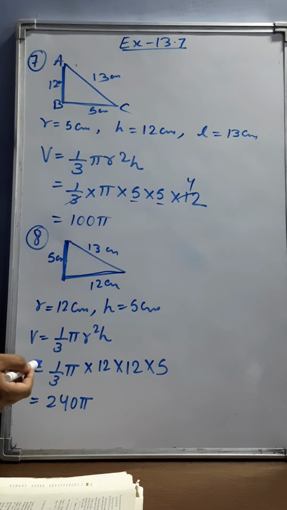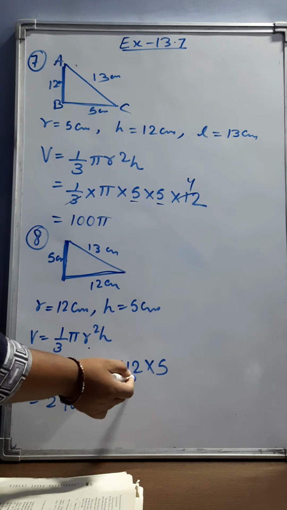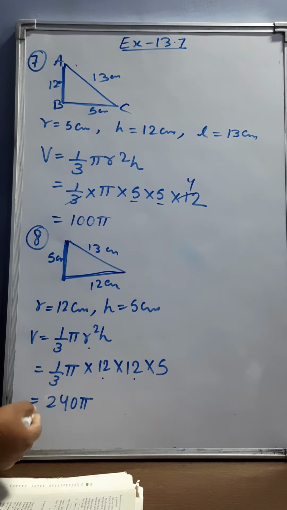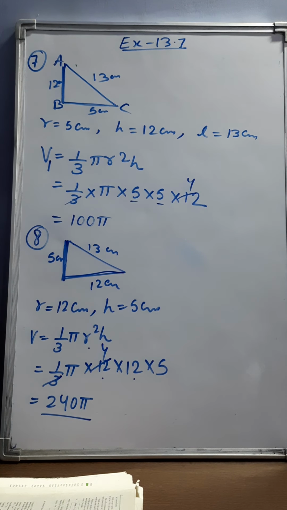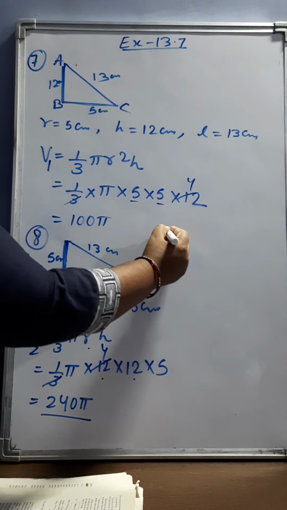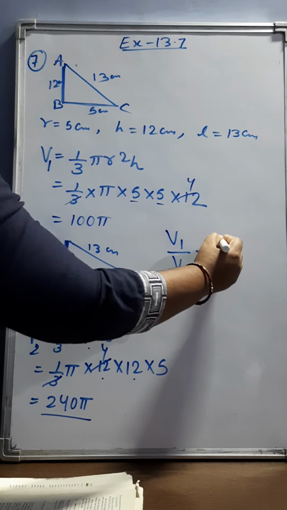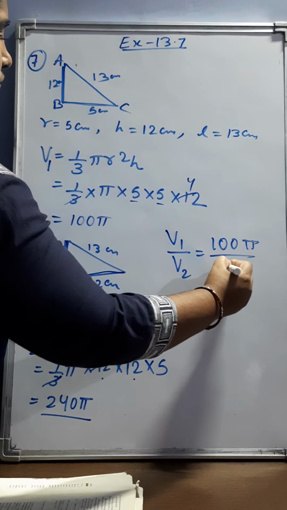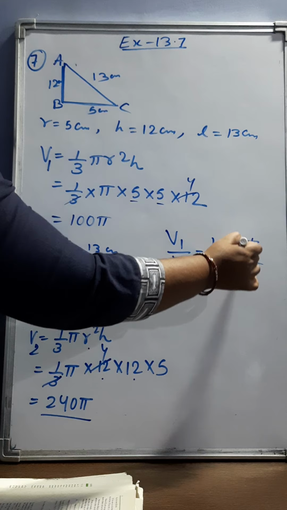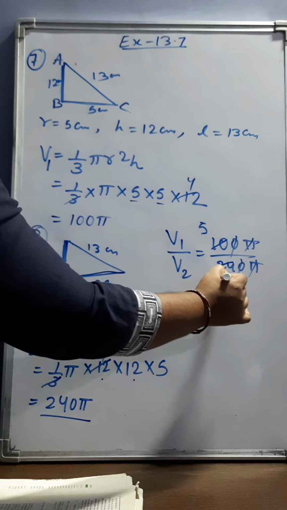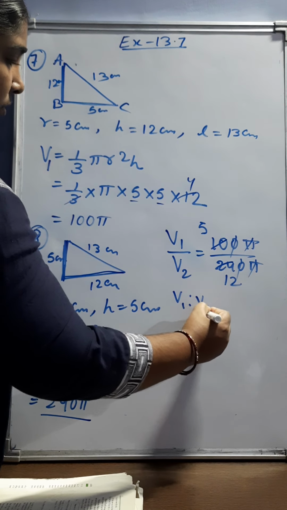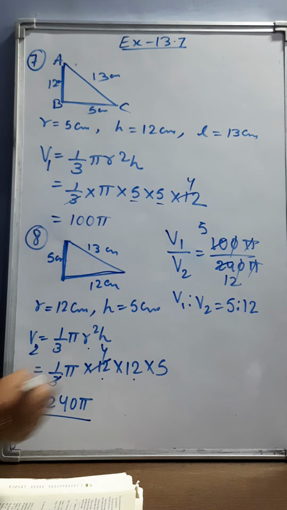radius. So volume, if we calculate, in place of radius we will put 12 into 12 and in place of height we will put 5. If you calculate it, you will get 240 pi. The volume we obtained in question number 7, let us take it V1, and the volume we obtained in question number 8, let us take it V2. The ratio of V1 by V2 is 100 pi divided by 240 pi. Pi will get cancelled, and these two we cancel by 2. So V1 is to V2 is 5 is to 12.